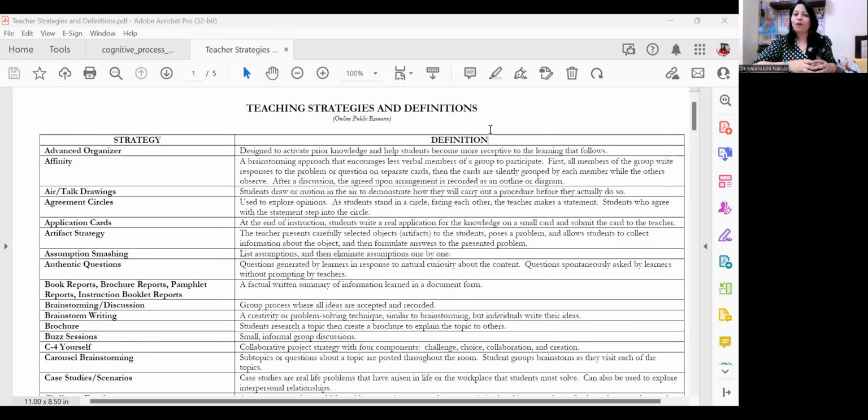And next one is authentic questions. Questions generated by learners in response to natural curiosity about the content. Questions spontaneously asked by the learners without prompting by the teachers. When you are delivering content, when you are talking about a topic, spontaneously some questions arise in the mind of the students, and they share the same with the teacher. We want students to come up with such kinds of authentic questions.